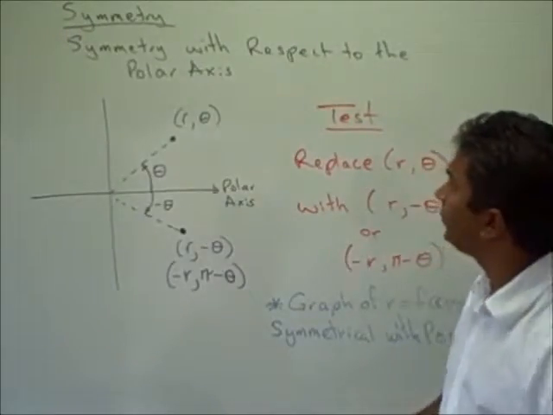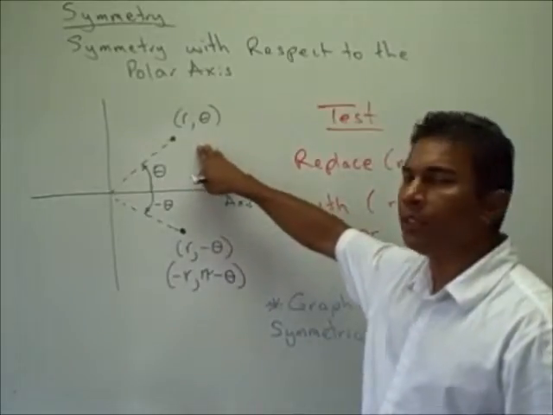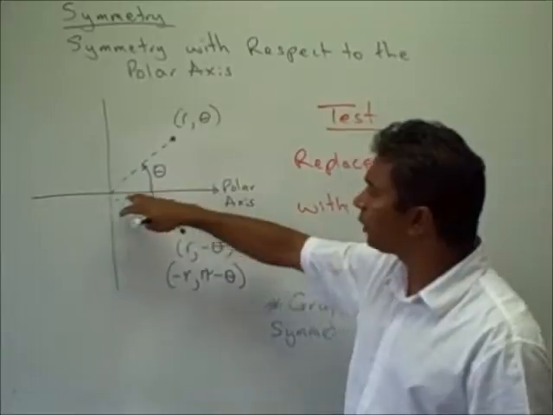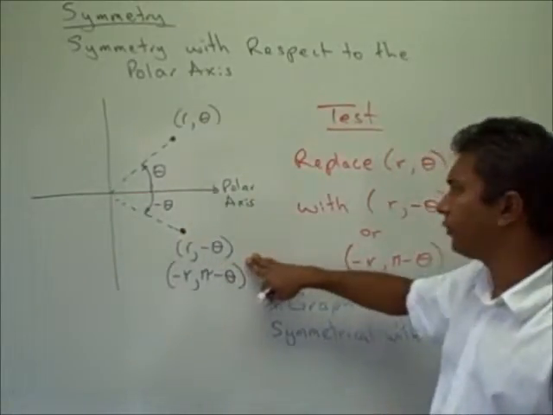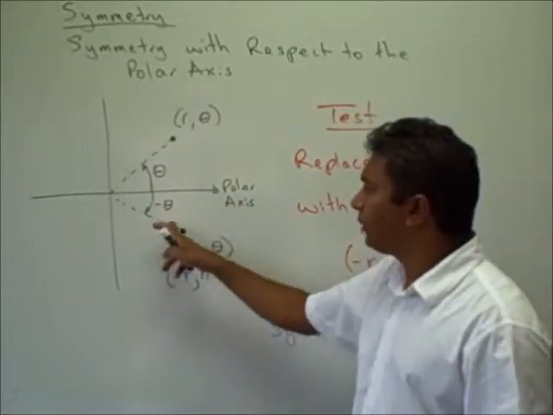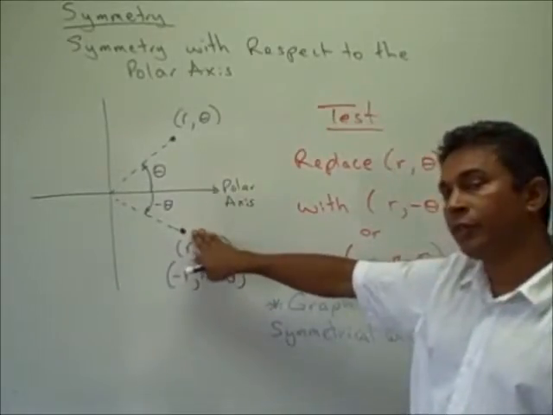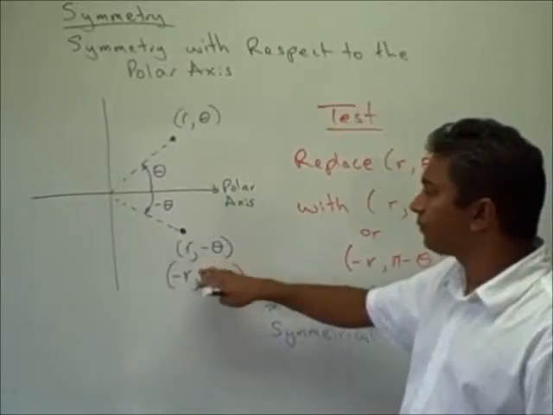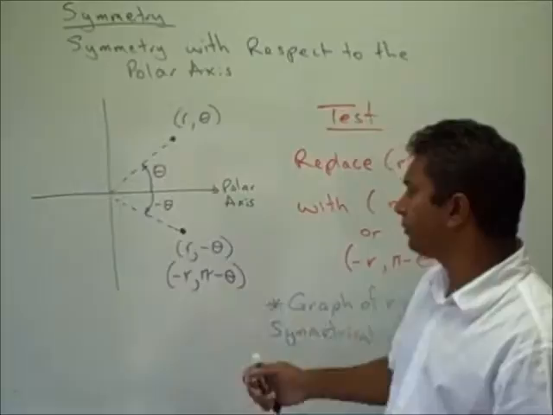Now we're looking at symmetry with respect to the polar axis. Here we have our point r, theta, which is in our first quadrant. If it's symmetrical with the polar axis, then it's going to be reflected down in quadrant 4. Because this is angle theta, this angle here will be negative theta. So the coordinates for the reflected point would be r and negative theta, or it could be negative r and pi minus theta.